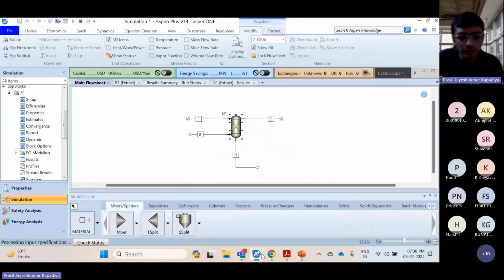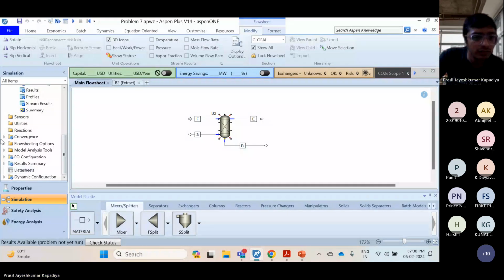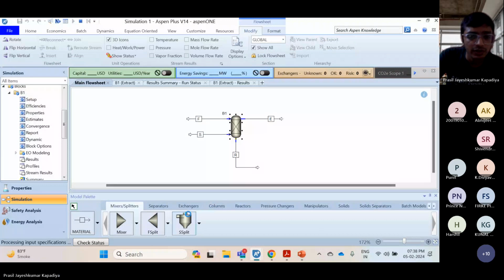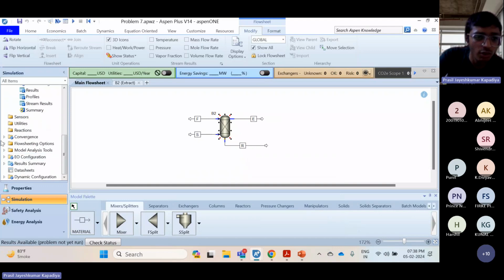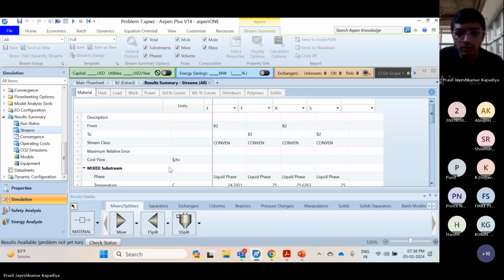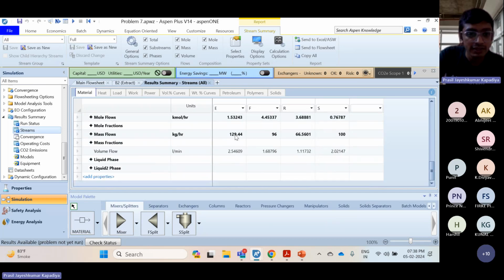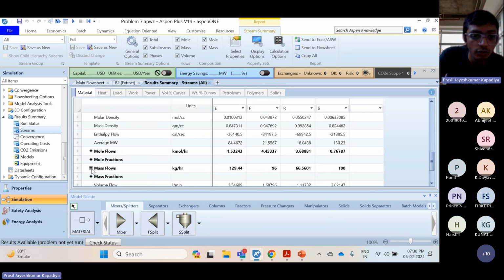It's still processing. I have results available here. Let it process first. Oh, it's taking time. Let's still see the results from here. So we'll go to result summary, streams. One is extract and one is raffinate. First I want to show you these mass flows.